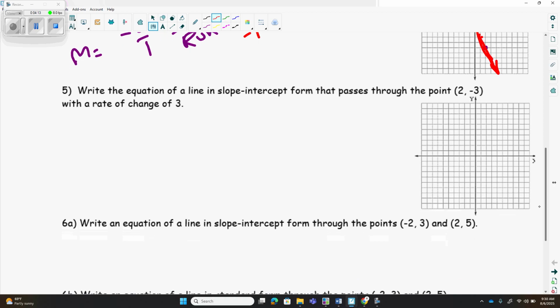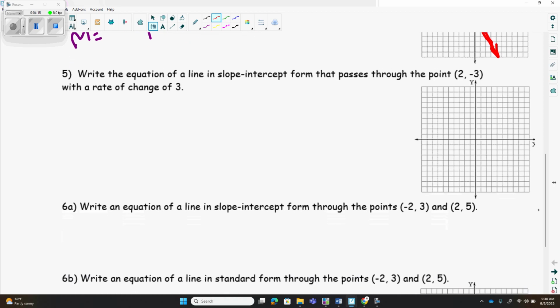Now we're taking a look at number 5 right here. Write an equation in slope-intercept form. It passes through 2, -3 with a rate of change of 3. Again, we need a point and a slope to write. Now, I'm looking for slope-intercept form. Remember, the intercept has to be written as 0, b. Is that written as 0, b? No. So therefore, we're going to use point slope form again. If you don't remember point slope form, it is y equals m times x minus x1 plus y1.